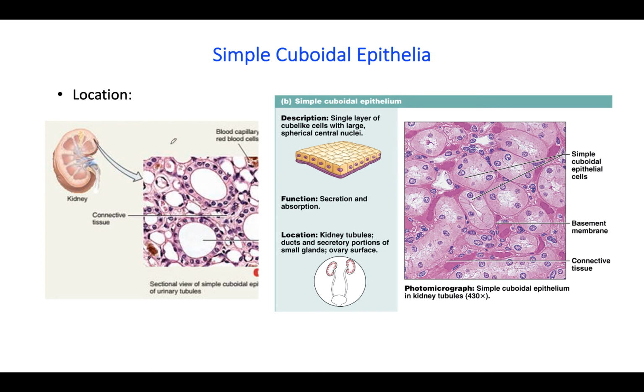The kidney is composed of a convoluted tubule, collecting duct, and ascending loop of Henle. The surface of the ovary and the thyroid gland are other places where we can observe simple cuboidal epithelia.